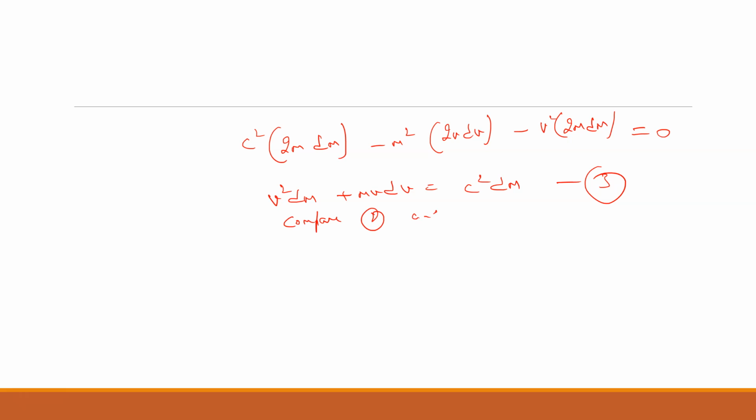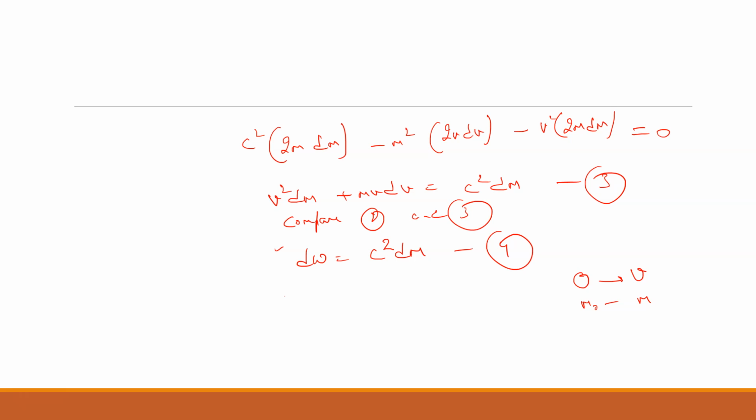Compare 2 and 3, it will become dw equals c square dm, equation number 4. Now the total amount of work done by the applied force, this is the small amount of work done. The total work done by the applied force to change its velocity from 0 to v, or from rest mass to a variable mass, will be achieved by integrating the left hand side of the following equation with limits 0 to w.